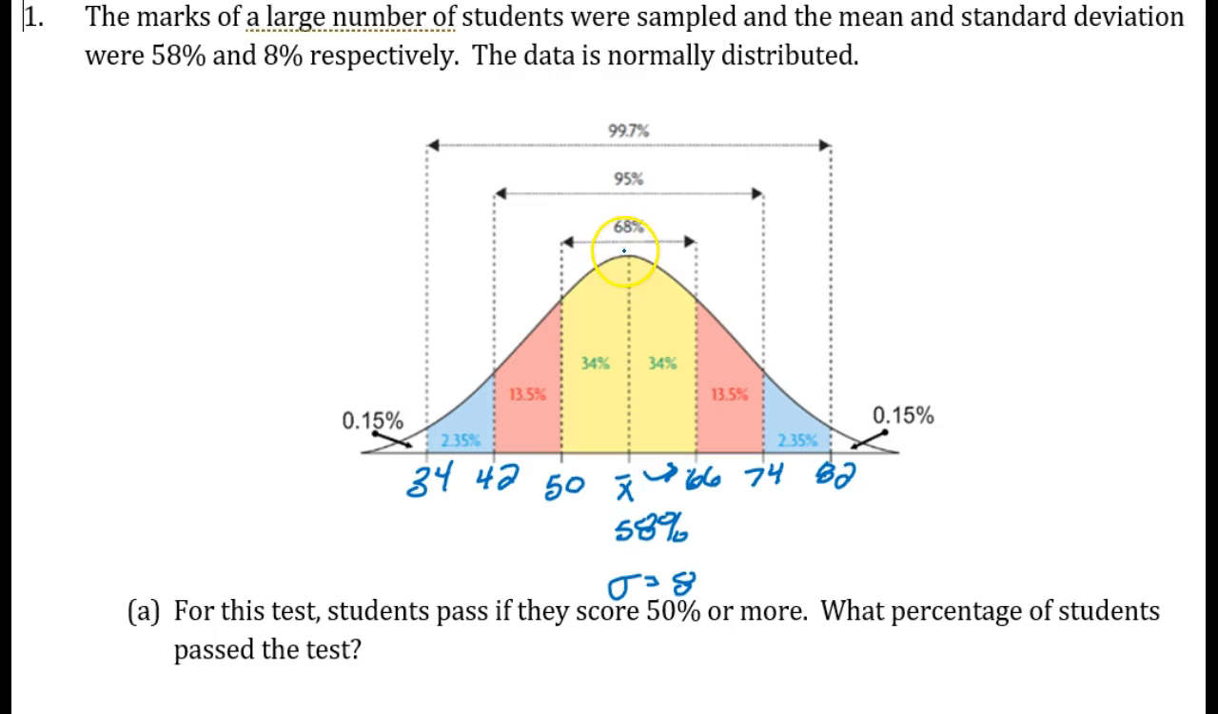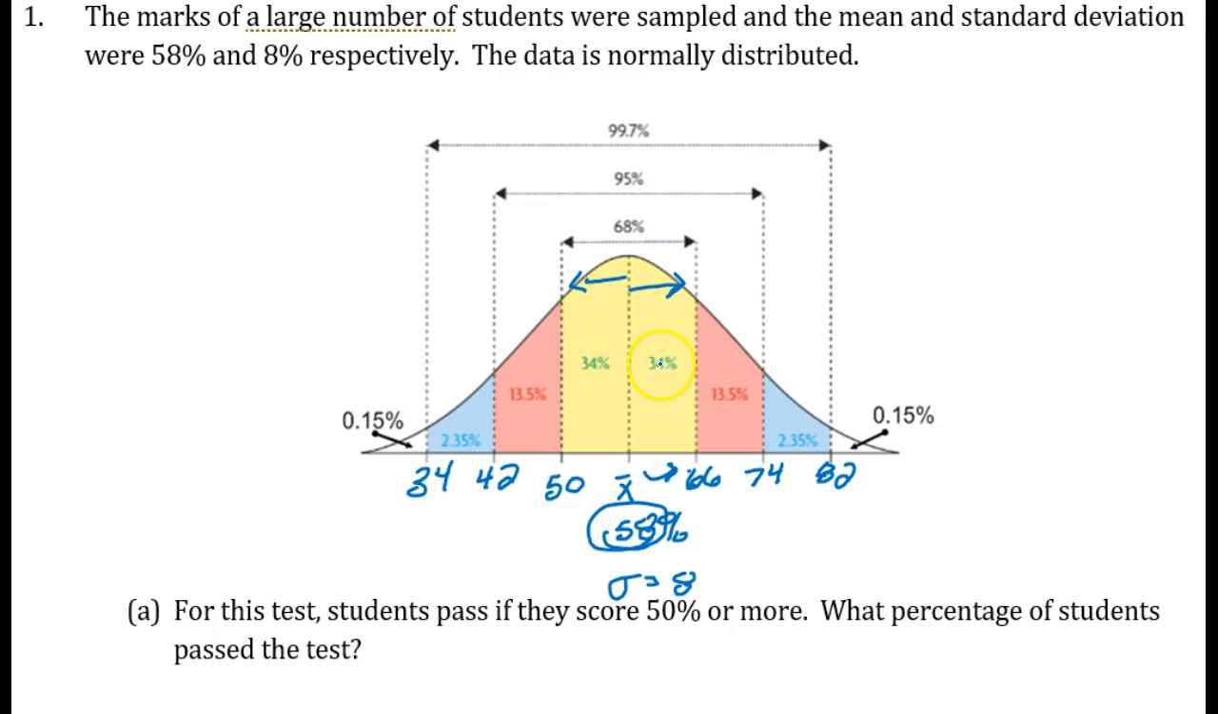So before we get into the questions, just make sure you understand what's happening here. So the mean mark on the test was 58. That means that half the students from here down had a mark less than 58, and half the students had a mark higher than 58. And the deviation from that you would expect was 8 marks.